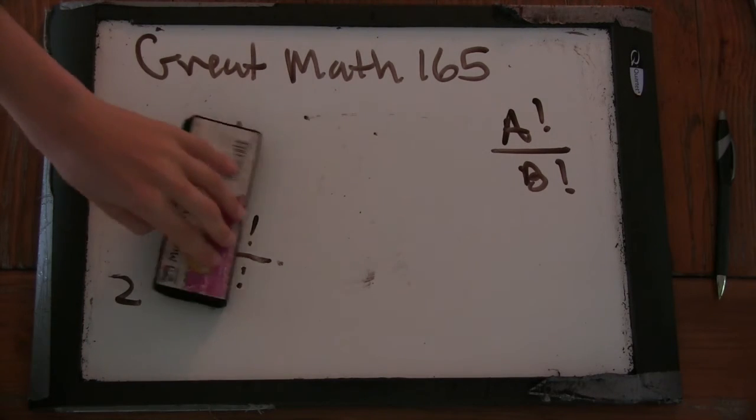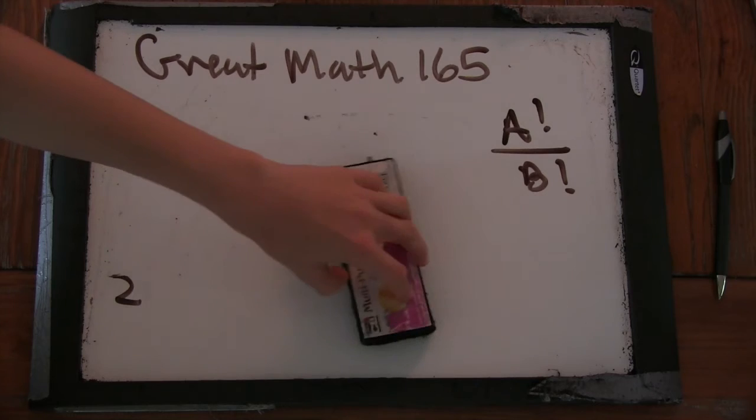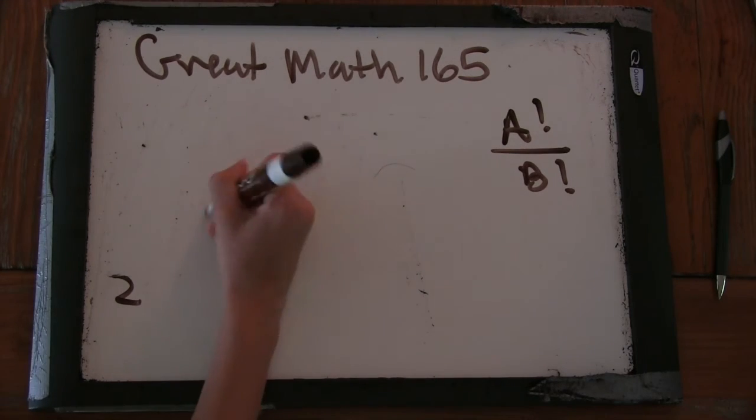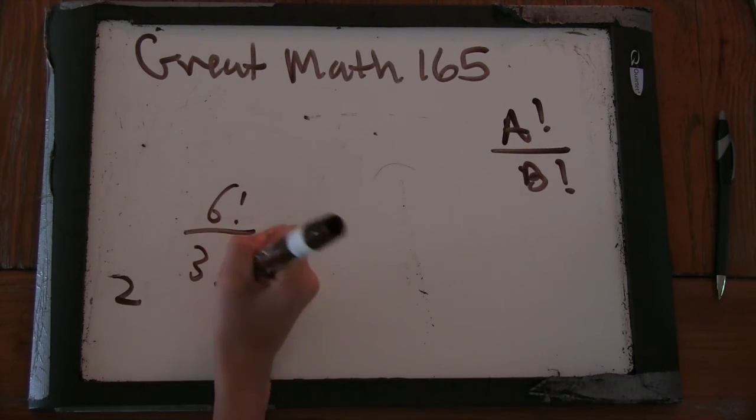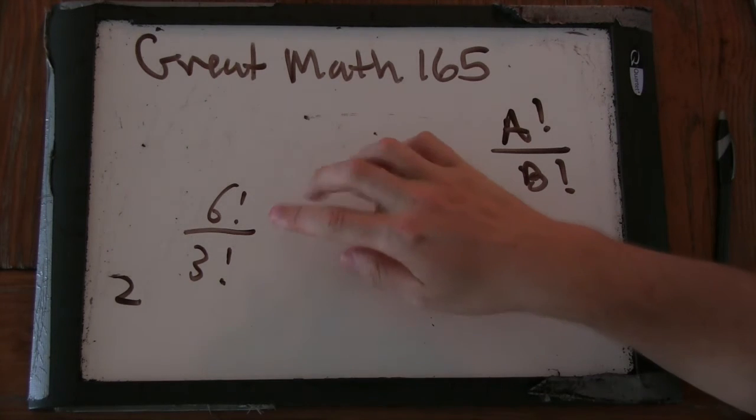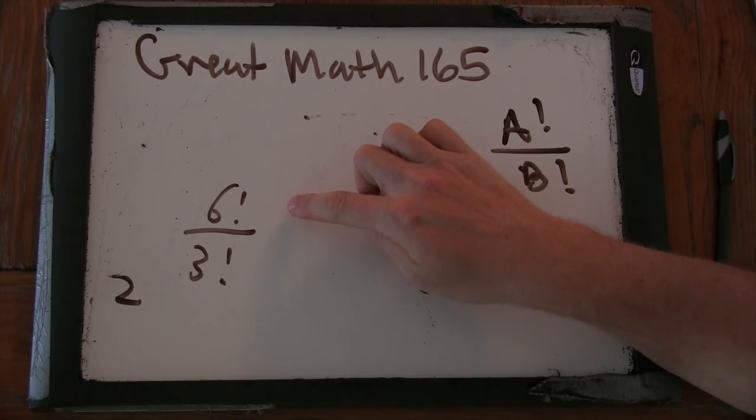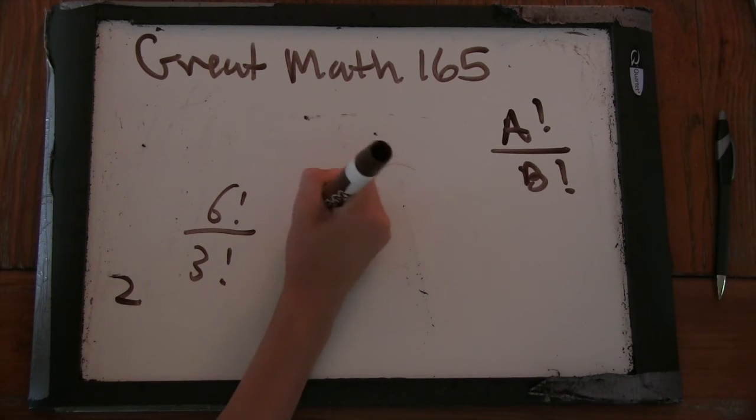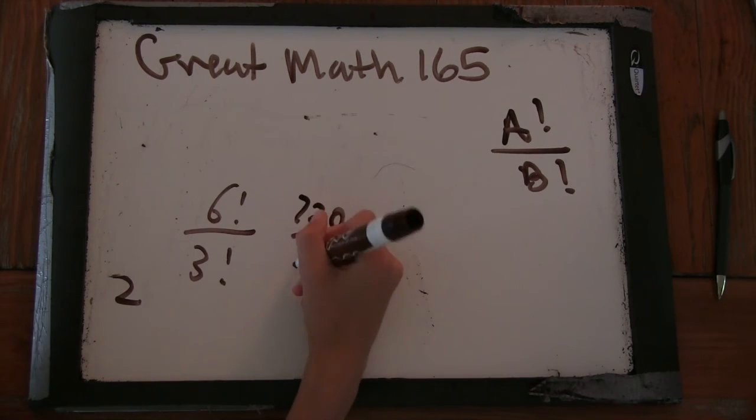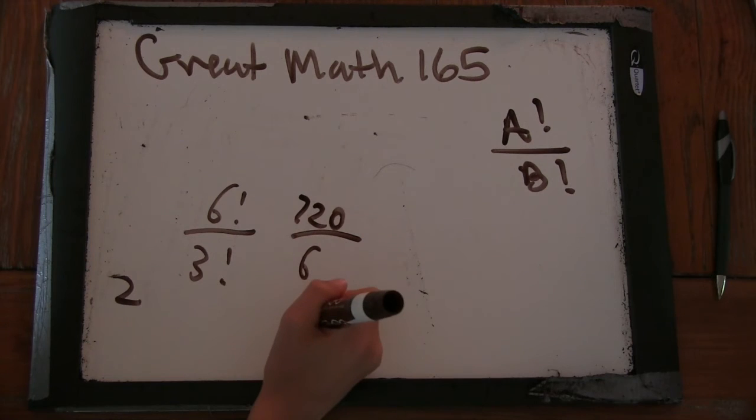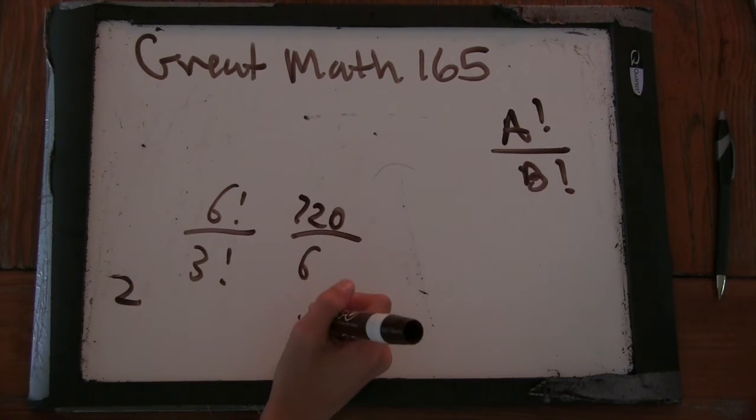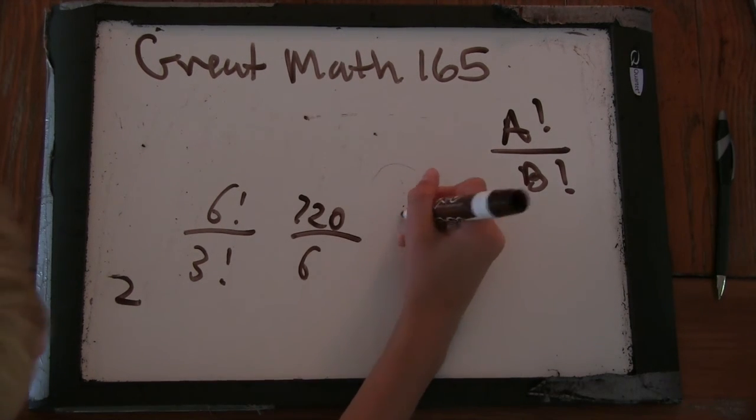Well, 6 factorial over 3 factorial, 6 minus 3. I think we've already tried this. All right, so does this work? What is 6 factorial? 6 factorial is 720. And 3 factorial is 6. All right, what is 6 factorial over 3 factorial? What is 720 divided by 6? That would be 4 times 5 times 6, which is 120.